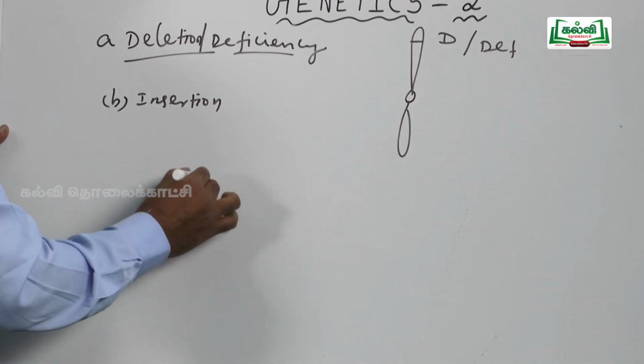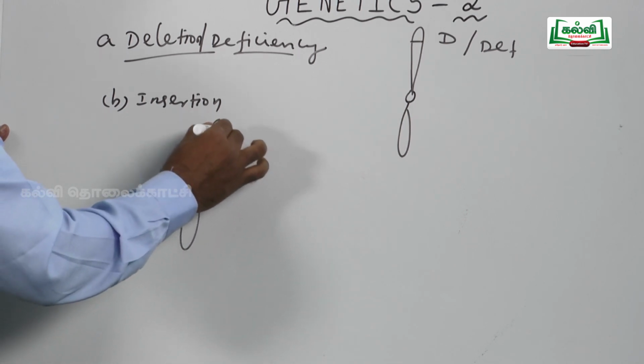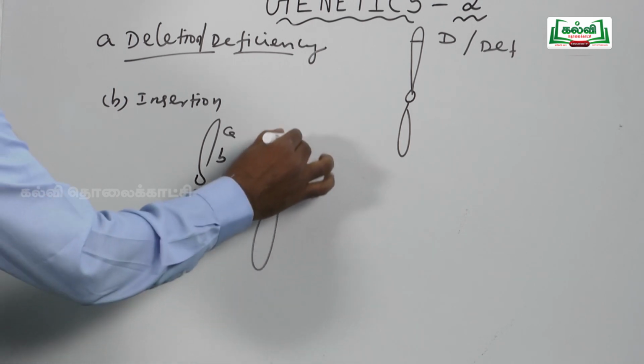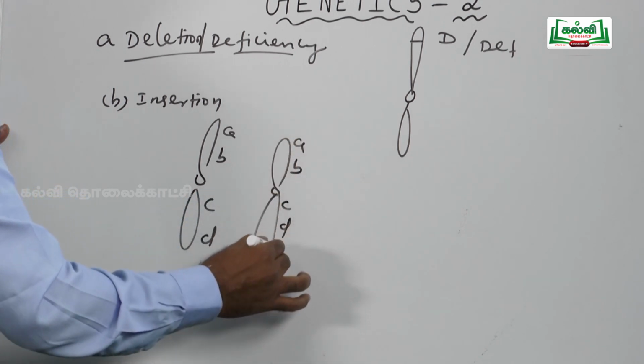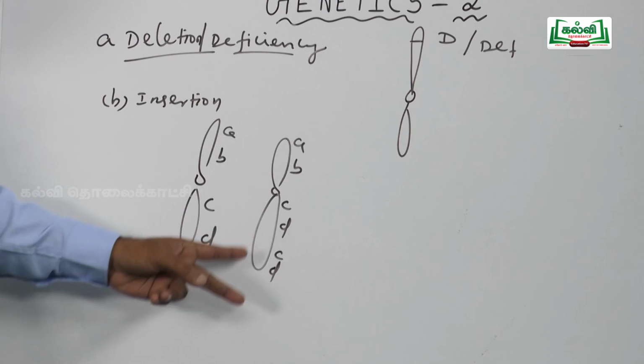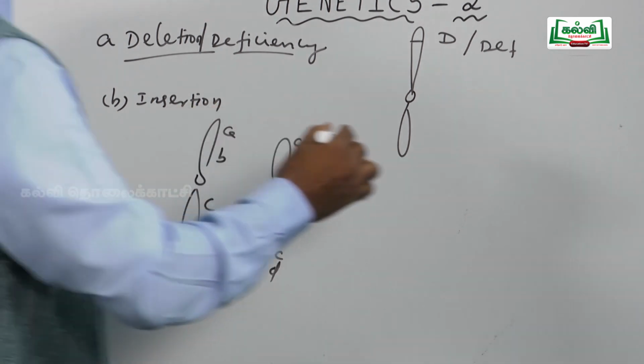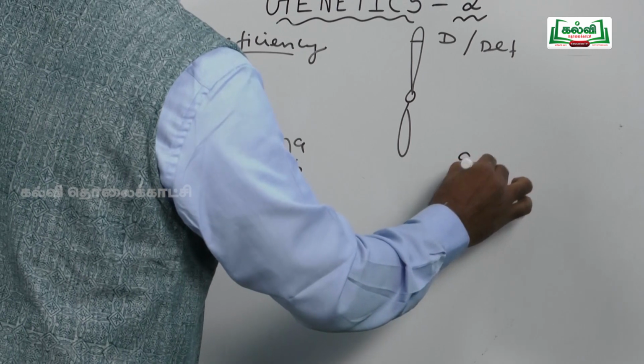Duplication means a small portion of the chromosome is represented twice. See here A, B, C, D, and A, B, C, D, C, D. If a small portion of the chromosome is represented twice, we call it duplication. Option C, change in single base pair. This represents substitution.